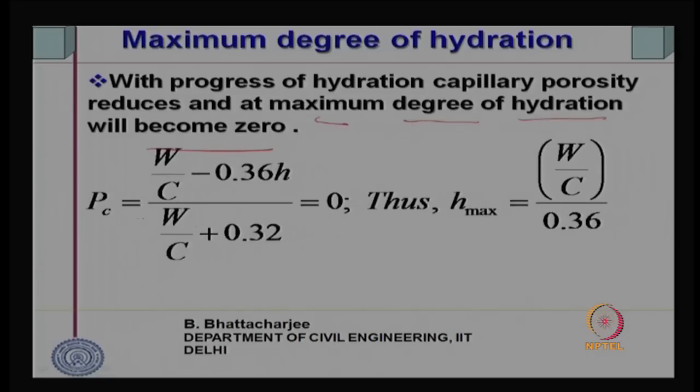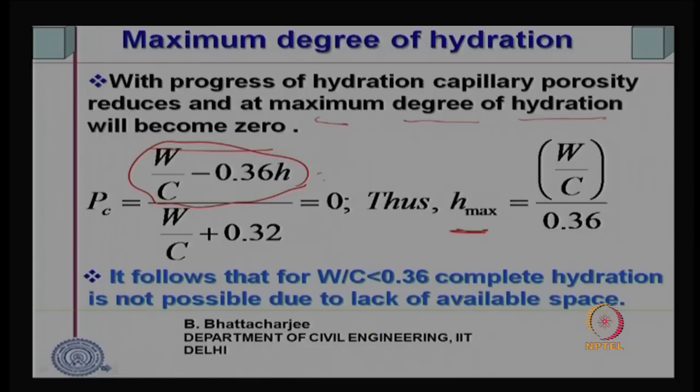So, therefore, you can see that capillary porosity is this, and for this to be 0, maximum degree of hydration is w/c divided by 0.36. In other words, if I have a water cement ratio less than 0.36, I will never have complete hydration. The term will be negative, and you can't have negative capillary porosity. That means you need more space than is available.